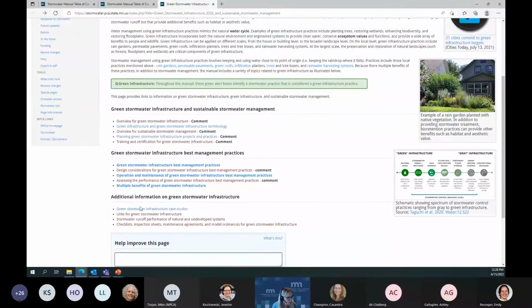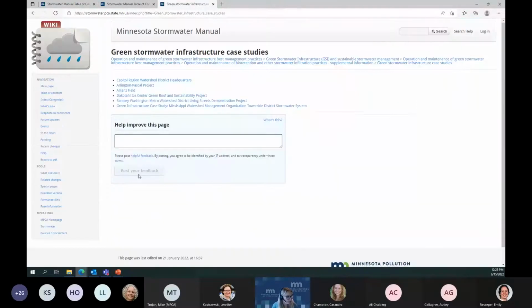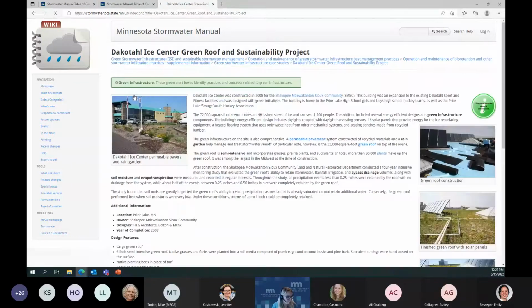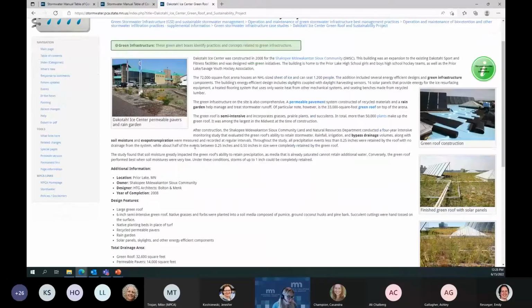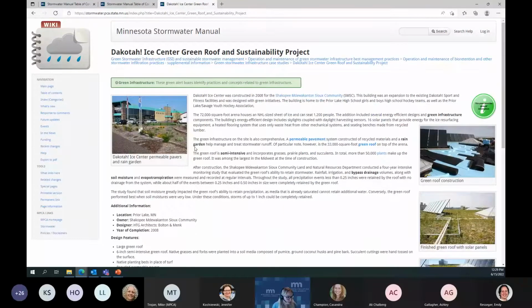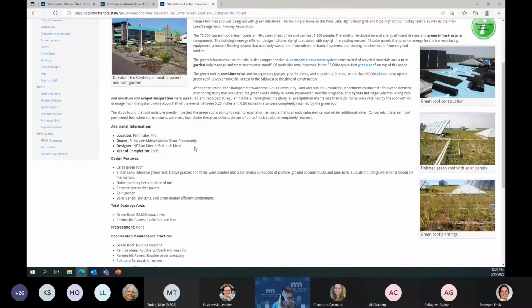In addition, we do have a number of case studies that I've worked on with local organizations in here. So I'll click on one, but it's fun to see the different projects that have taken place and the different green infrastructure practices that they have implemented. And for this one, they implemented a green roof, but they also implemented solar panels at the Dakota Ice Center. So that was an interesting one.